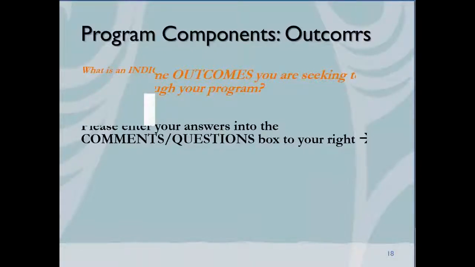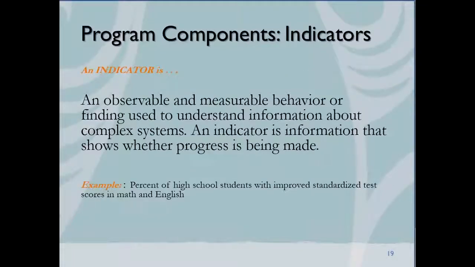So I'm going to move on now and discuss the next component, which is indicators. An indicator is an observable and measurable behavior or finding that's used to understand information about complex systems. An indicator is information that shows whether progress is being made. So continuing with my example around standardized test scores for math and English, an indicator would be the percent of high school students with improved test scores in those particular areas.